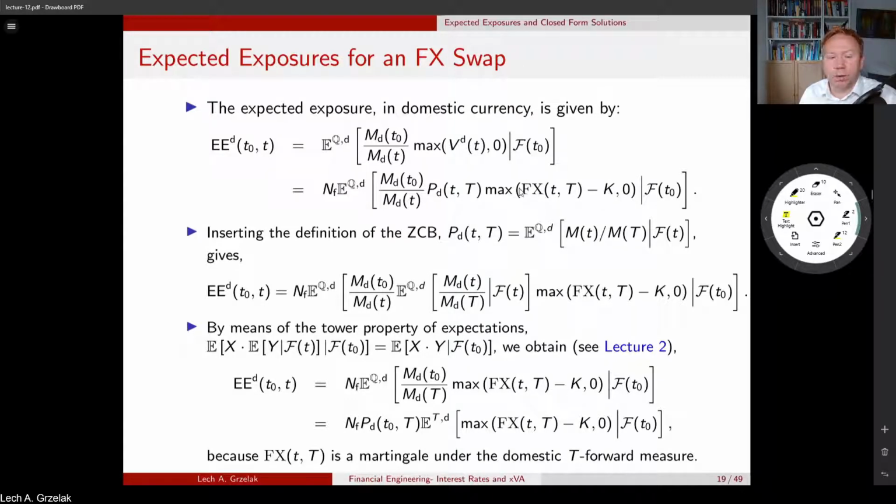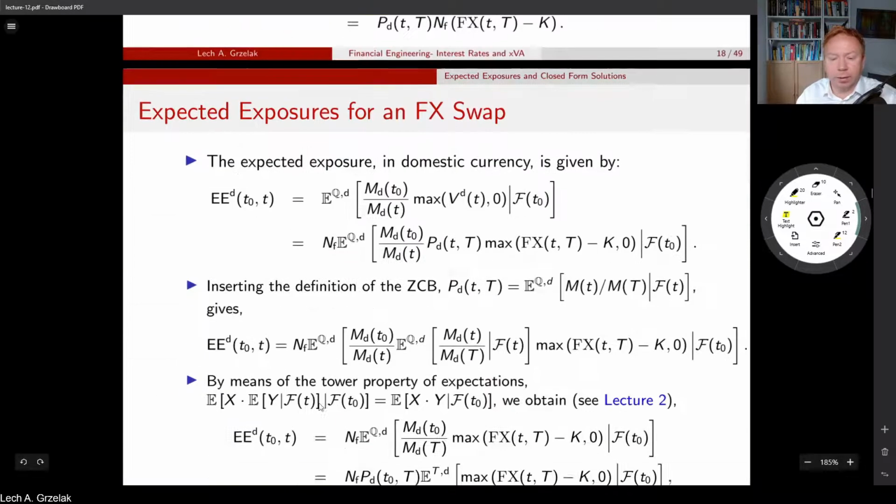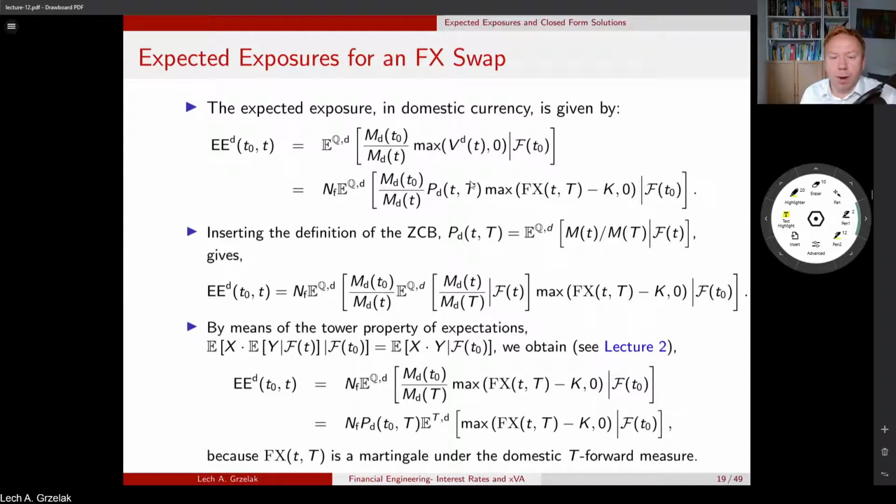So we end up, you see, this already becomes somewhat complicated, because now we have a mix of measures. So here we have this forward measure, then this is the solution. So we substitute this into the expression for the expected exposures. We plug it in here, and then we have the zero coupon bond. Of course, this zero coupon bond is not measurable with respect to this filtration, because it is stochastic at time t.